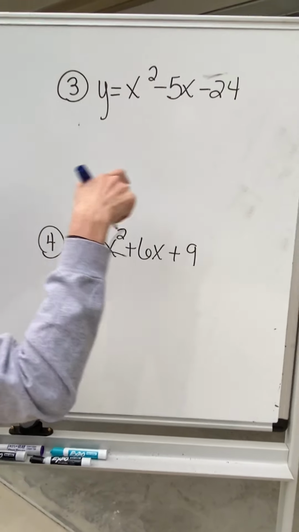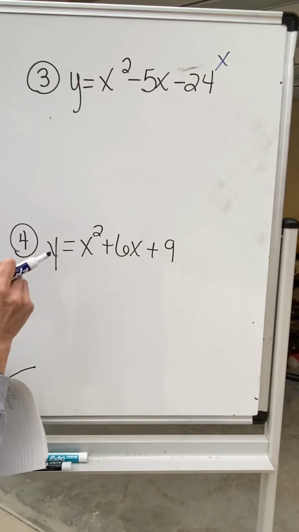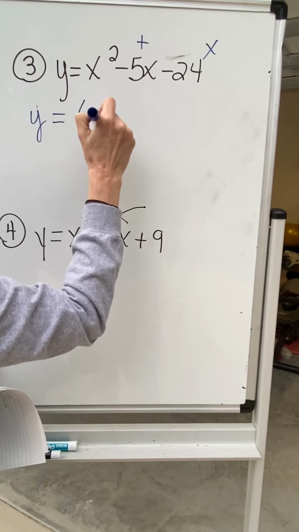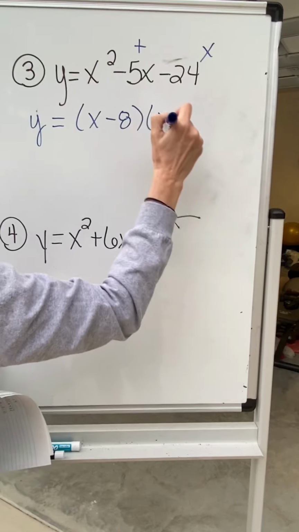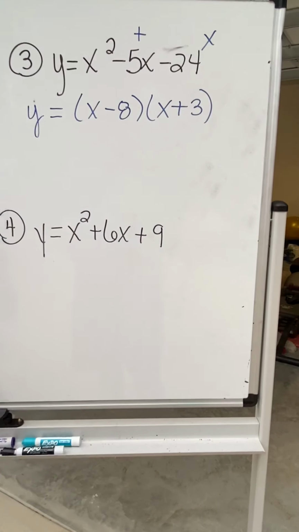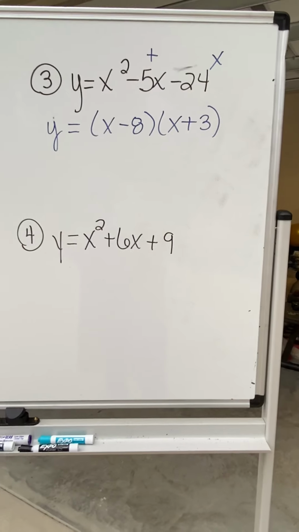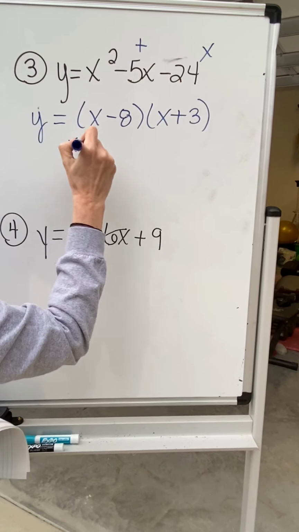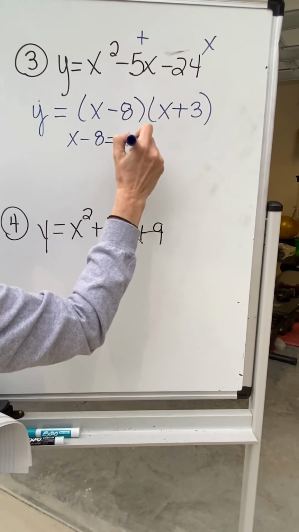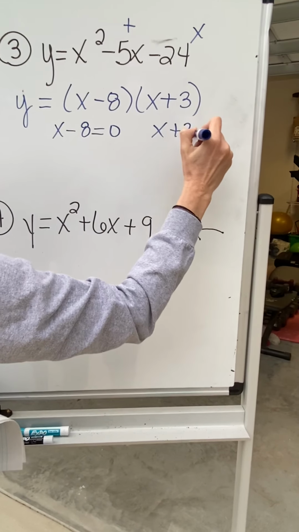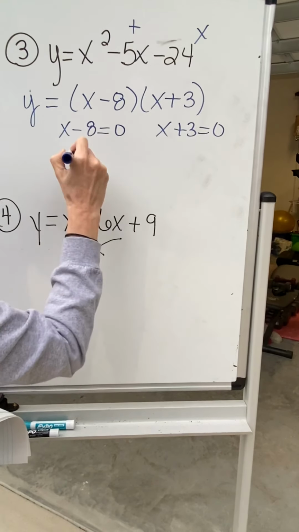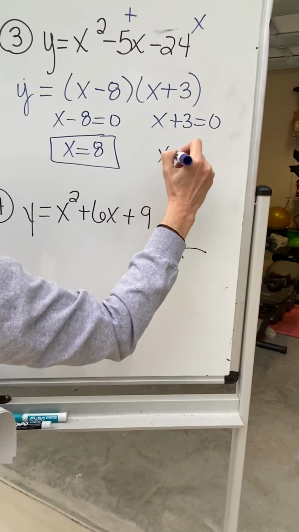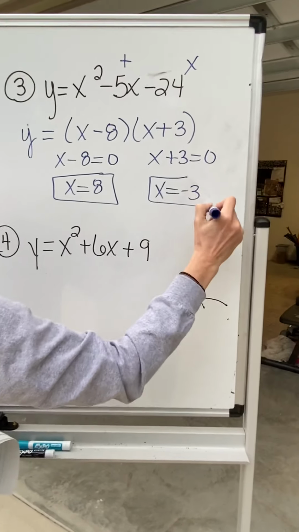So the first thing we're going to do is factor this. I want to know what two numbers multiply to give me a -24 and add to give me a -5, and those two numbers are going to be -8 and +3. So that's the factorization of our quadratic. I'm going to set each one of those factors equal to 0 to find my x-intercept. So x minus 8 is equal to 0, and x plus 3 is equal to 0. Add 8 to both sides, so your x value for this x-intercept is going to be 8, and your other x value for this intercept would be -3.